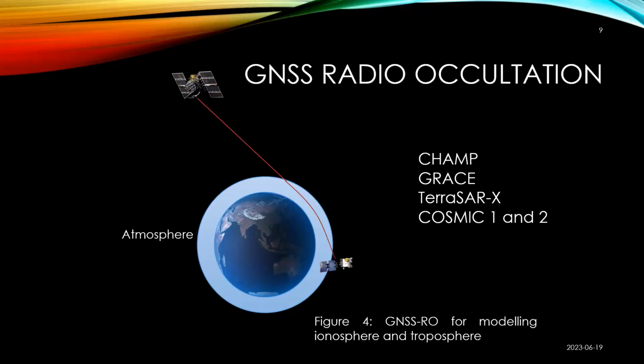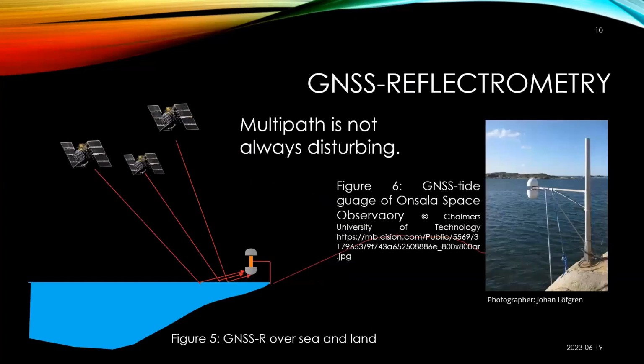This is the technique that has been used in the CHAMP mission, GRACE mission, TerraSAR, and COSMIC 1 and 2 satellite missions dedicated for this purpose, actually. This is called GNSS radio occultation.